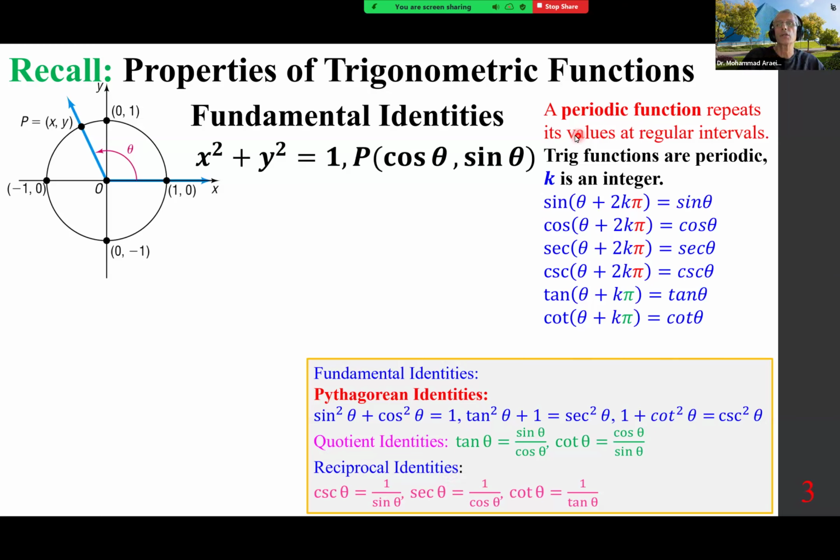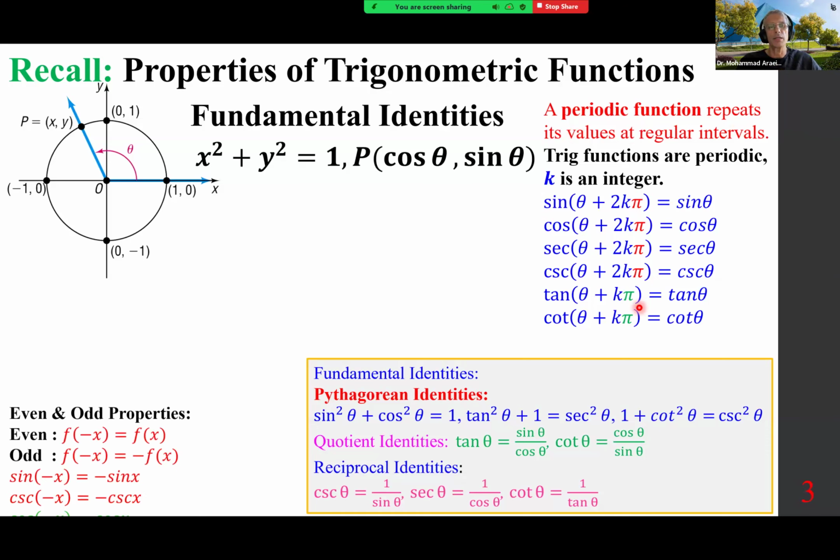A periodic function repeats its values at regular intervals. All trigonometric functions are periodic functions with the period of 2 pi. In the case of tangent and cotangent, the period is pi.